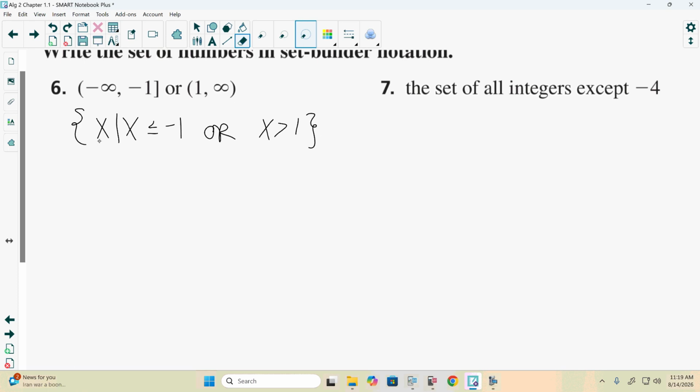The set of all integers except -4. So what we're saying, it could be any integer, but what? -4. So what can x not equal? X cannot equal -4. If we're saying it's not equal to it, it cannot be this. It is not this number. It's anything but this number. We're saying that x cannot be -4. That's all we need for the description.